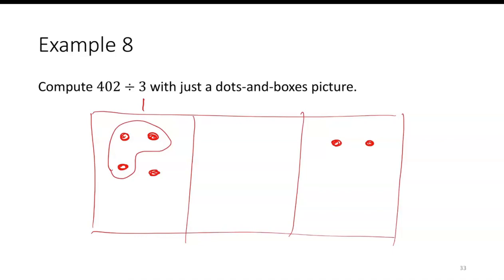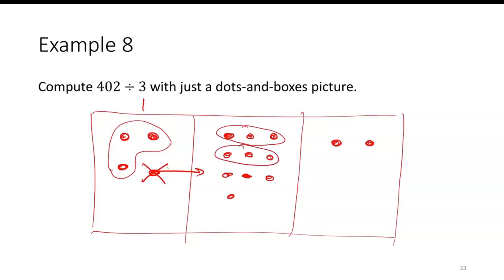And so the way I deal with that is I unexplode. I take this dot and kablooey, that unexplodes into 10 dots in the next box over. And now I want to form a group of 3. There's another group of 3, and there's another group of 3. So I can make 3 groups of 3. And I have 1 left over.